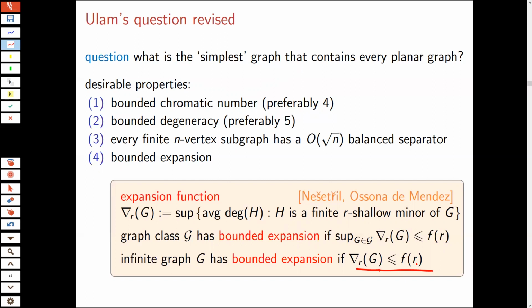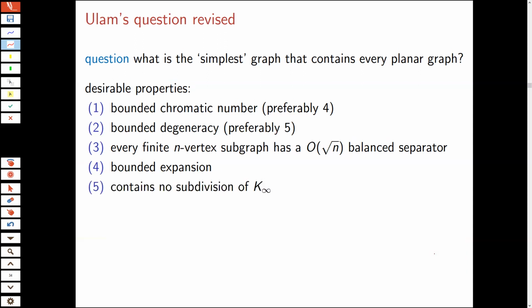pseudo-universal graph. I should say that if this function f of R down here is independent of R, an absolute constant, then that would mean that this class actually excludes a fixed finite minor. But we've shown that that's impossible. So definitely this f of R function will be increasing with R in our pseudo-universal graph. And finally, a possible desirable property is that this simple graph contains no subdivision of the infinite complete graph. Now, if you think back to the bad news theorem, we didn't exclude this, so this is possible.